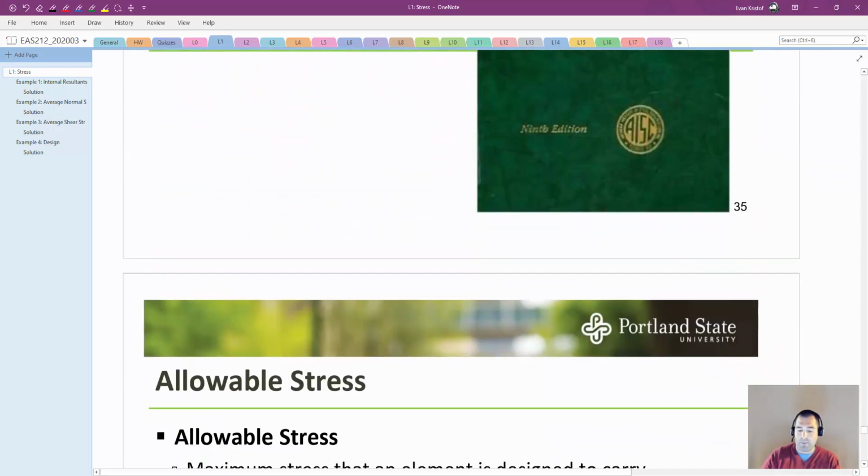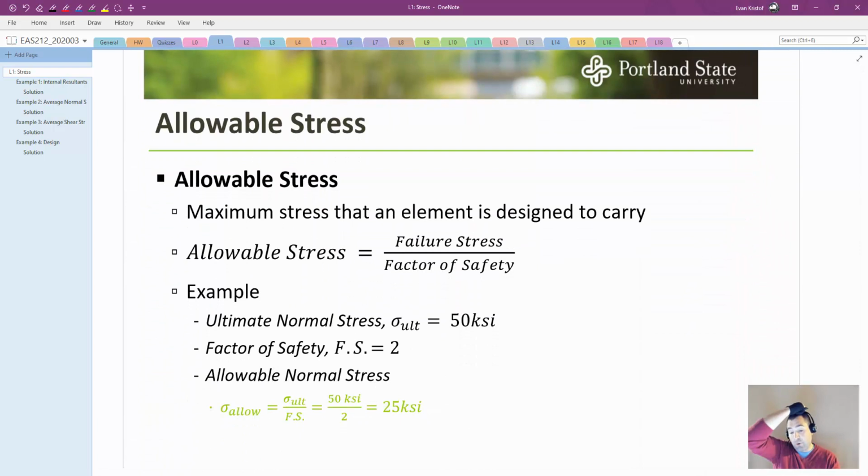All right, and then the last thing that I want to talk about is this idea of allowable stress. So allowable stress is kind of our first foray into a discussion of factors of safety. So the idea is that if we have a material that we're pretty confident is going to fail at, for example, 50 KSI, which is a common strength of structural steel, we don't want to take it all the way to 50 KSI under our regular expected loads.